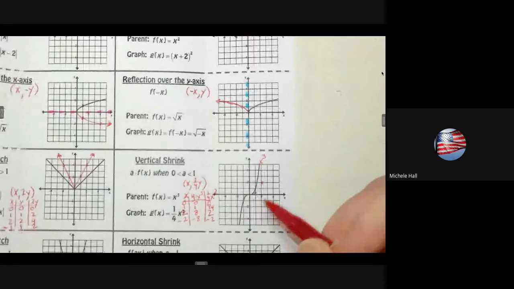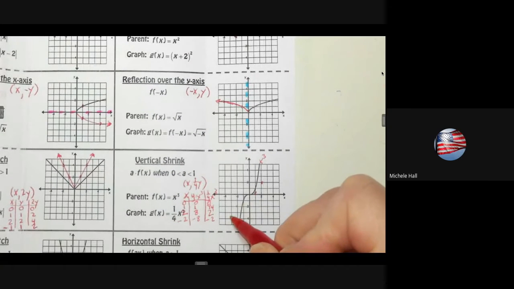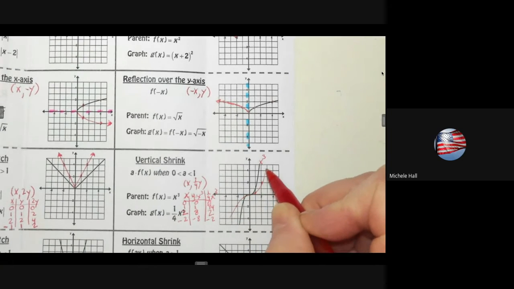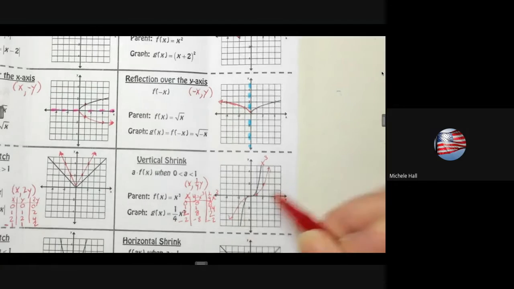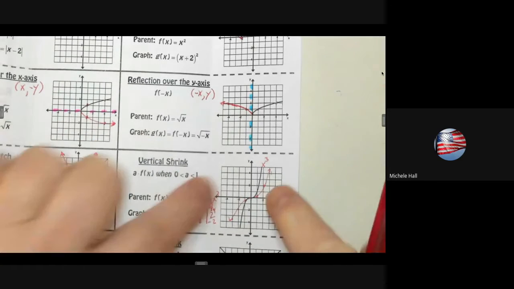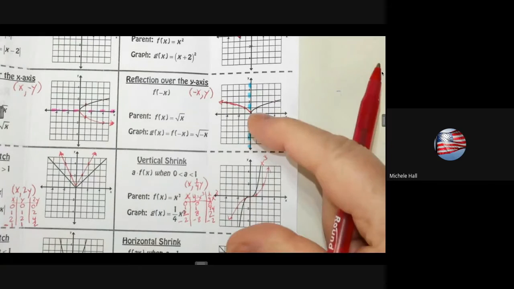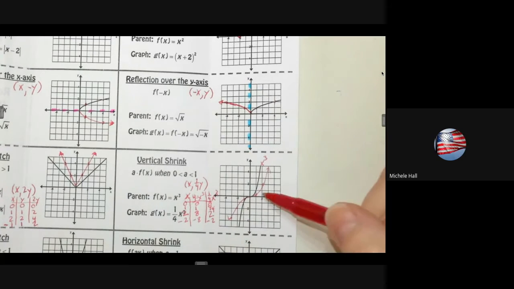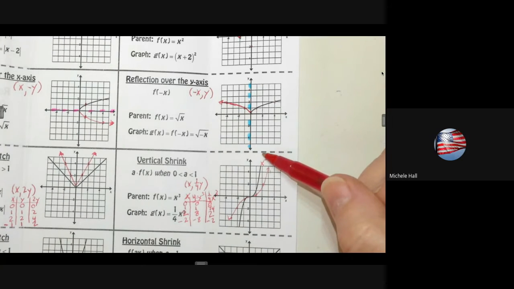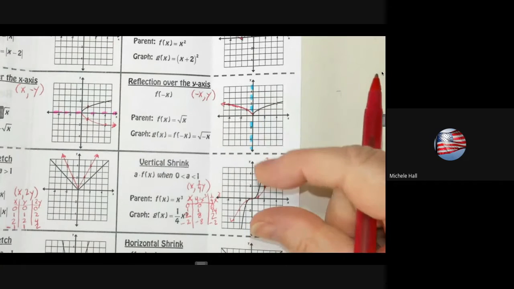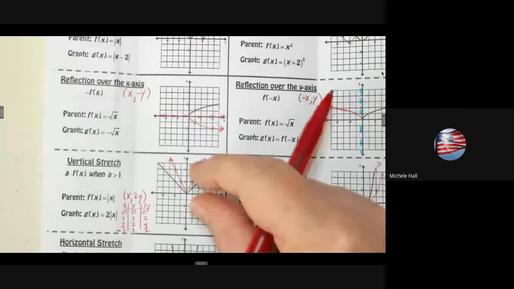And so a vertical shrink means it's been flattened out a little bit. It's gone out further away from the y-axis. It's been shrunk down. A vertical shrink. It was at 1 and it shrunk down to 1/4. It was at 8 and it shrunk down to 2. Vertical shrink versus a vertical stretch.